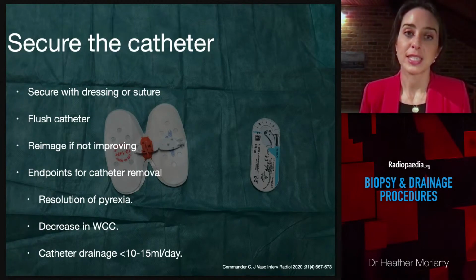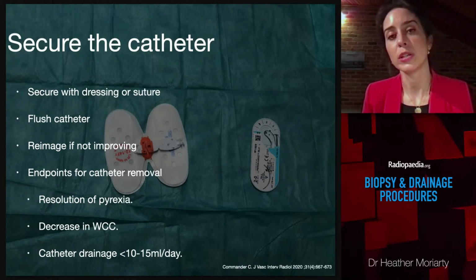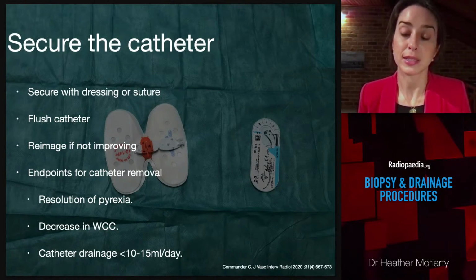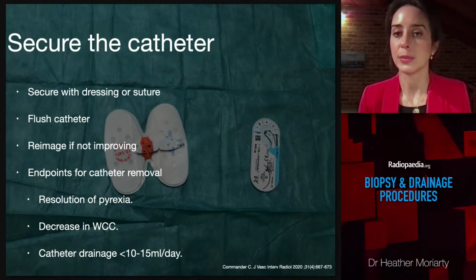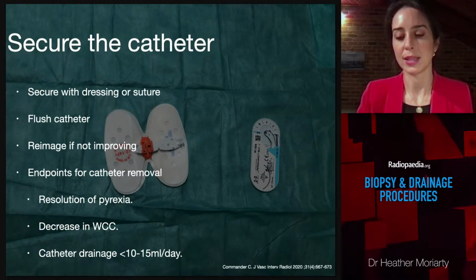After a drain is inserted, clinical follow-up by the proceduralist or IR team is ideal. Most abscess drains need to be flushed. Typically, I recommend 10 cc of water or saline twice a day. We don't routinely re-image unless there's a concern about a complication or a fistula, but endpoints for catheter removal are generally clinical and depend on the scenario, usually including resolution of pyrexia, normalization of white cells, and catheter drainage less than 15 mils per day.